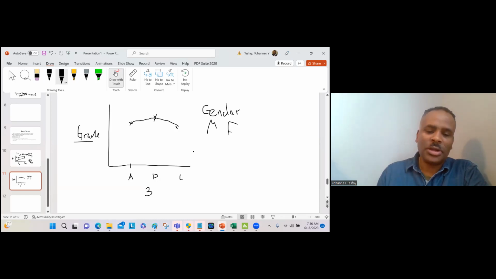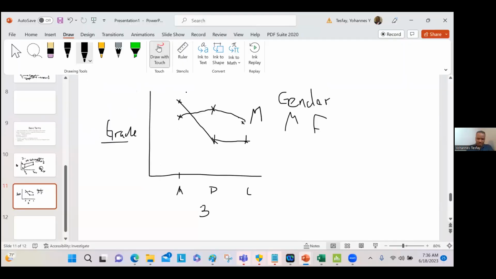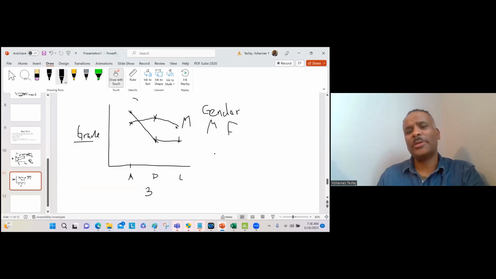Now when we compute the grades of the males, this is what we find. When we compute the grades of the females, this is what we find, just like that. This is for females. You see, this one is for males, and this is for female.